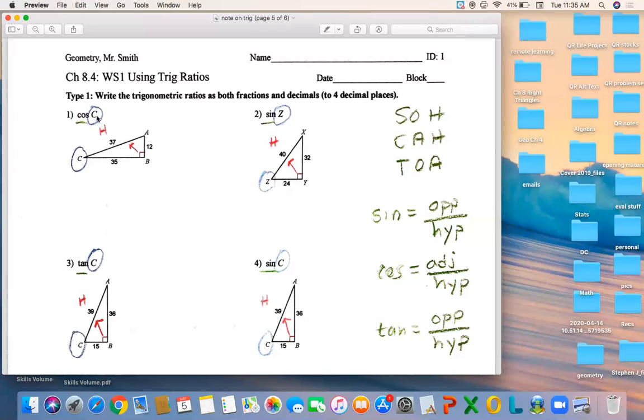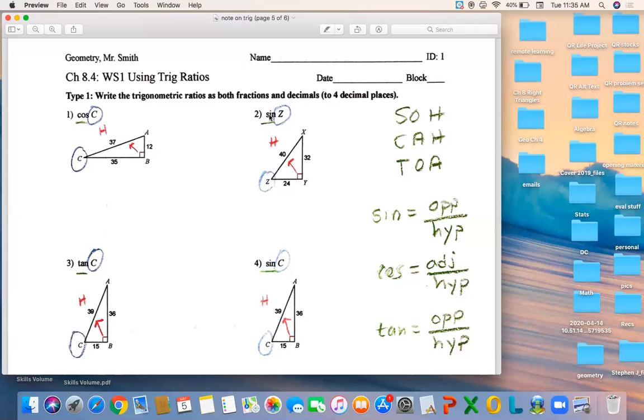So for number one, we would say the cosine of C is the adjacent over the hypotenuse, or 35 over 37. That would be our fraction answer. To get our decimal, we'll use our calculator. 35 divided by 37 equals. And then we'll look at the calculator, we'll go up to 4 decimal points. 0 point, and we'll go 4 places.